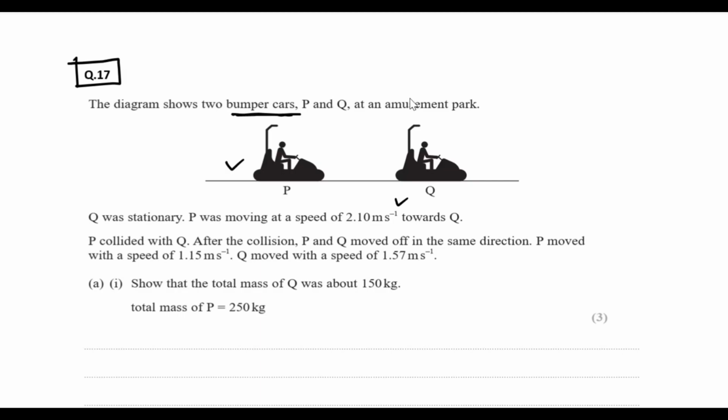Show that the total mass of Q was 150 kg. Total mass of P is 250 kg.